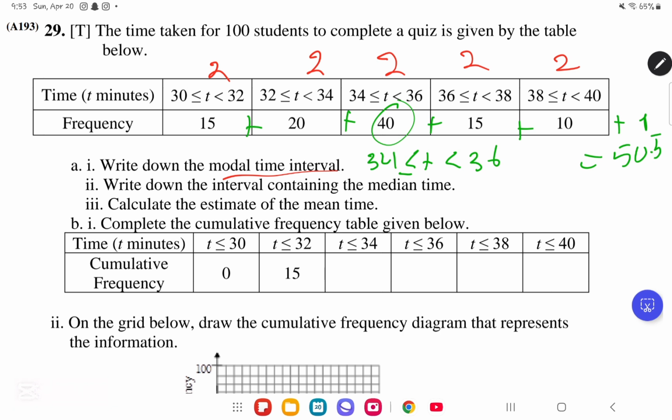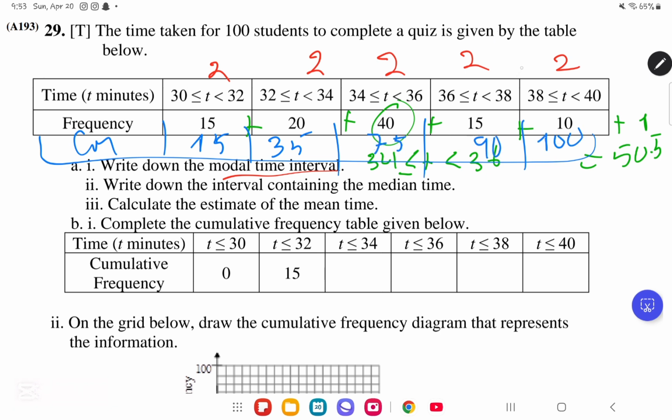Now you need to find the cumulative frequencies. So you add them all together, and you're going to get 15, 35, 75, 90, and 100. Now, which of these cumulative frequencies contains the 50.5, or which one is big enough to contain the 50.5? It's going to be the one that has 75 in it. So that means the median time is going to be between 34 and 36.